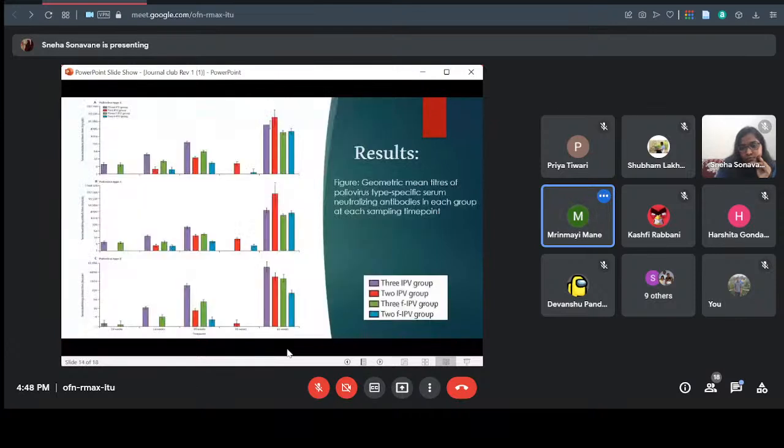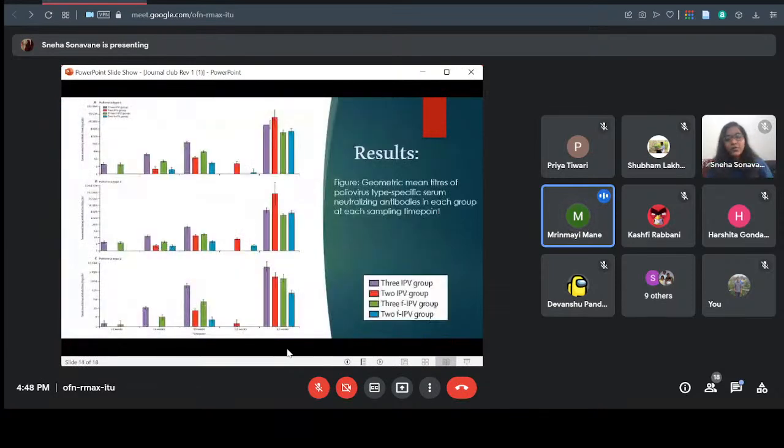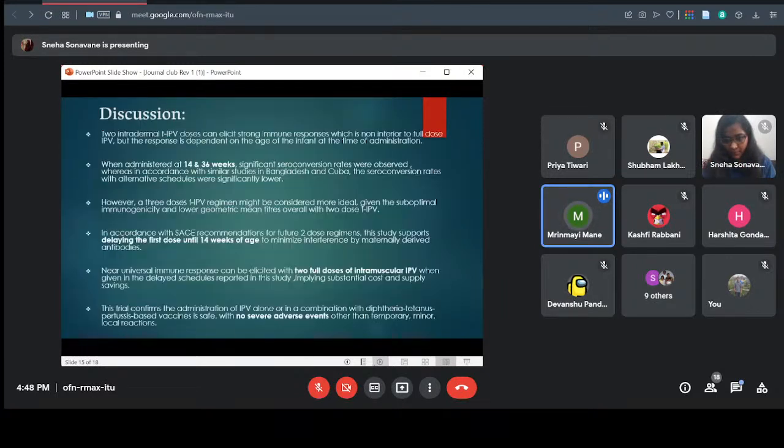Okay, so these graphs show geometric mean titers of serum neutralizing antibodies for poliovirus type 1, 2, 3, respectively, plotted against the age of infants at the time of sampling.